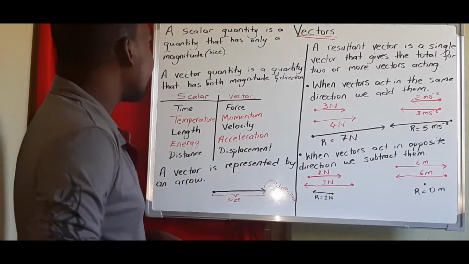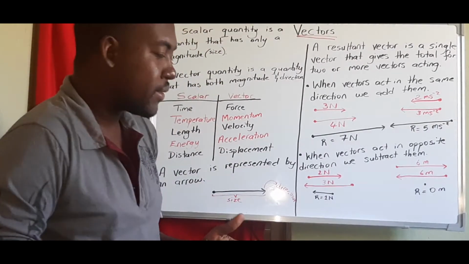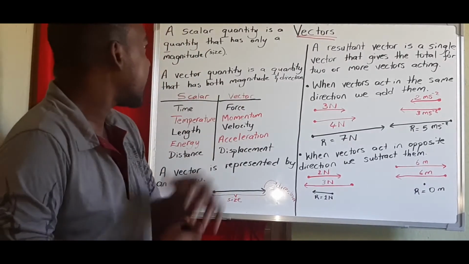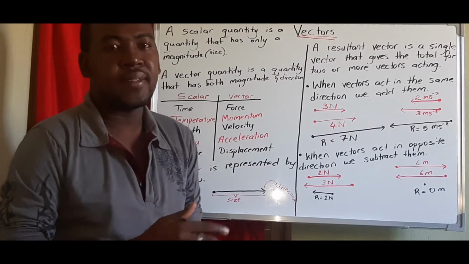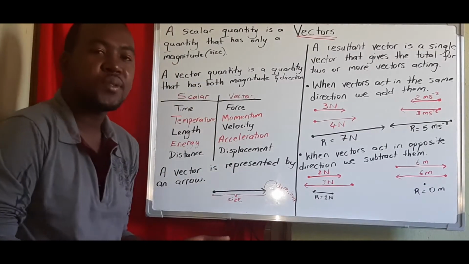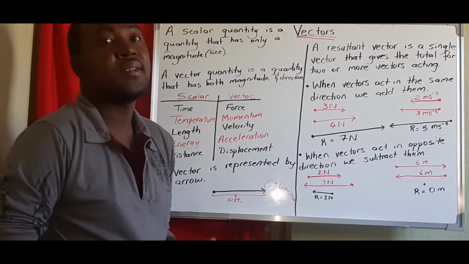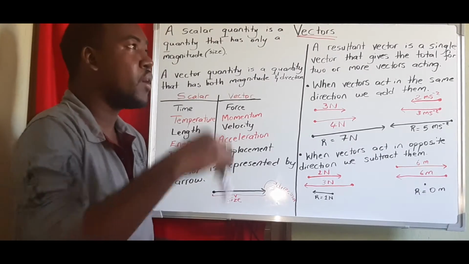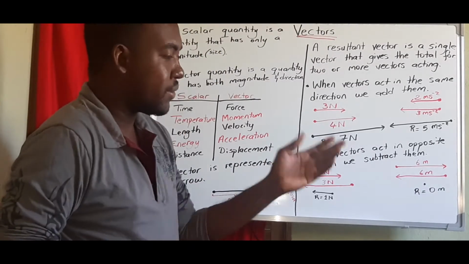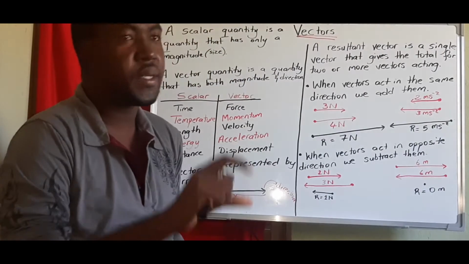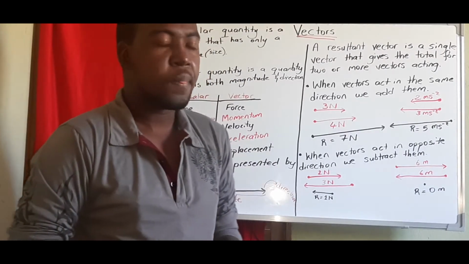So, a vector quantity is the opposite of a scalar quantity. A scalar quantity is any quantity that has only a size or a magnitude, and a vector quantity has both a size as well as a direction. The direction can be going up, going down, left, right, or we can denote it when we're writing it as a positive or a negative number.